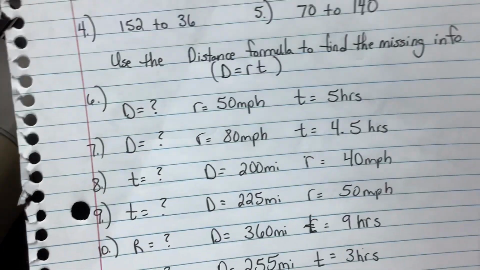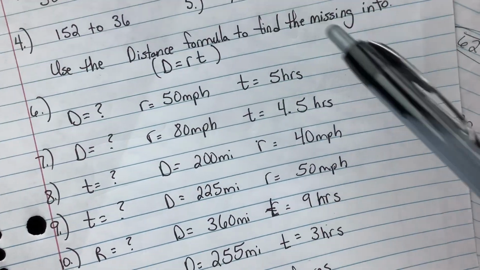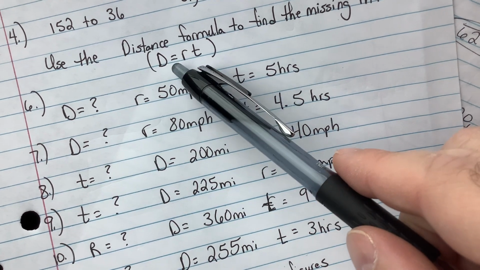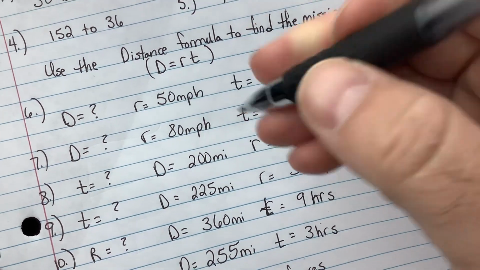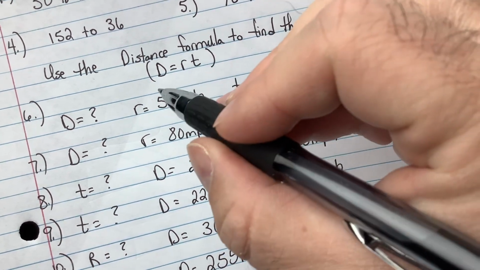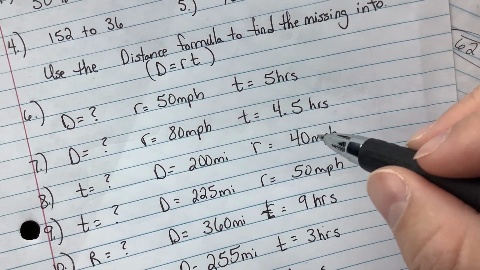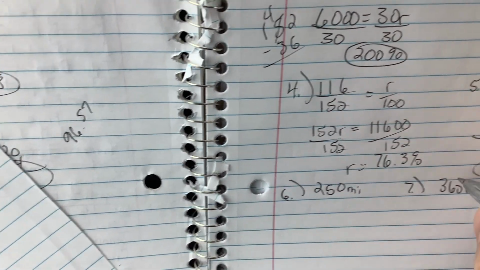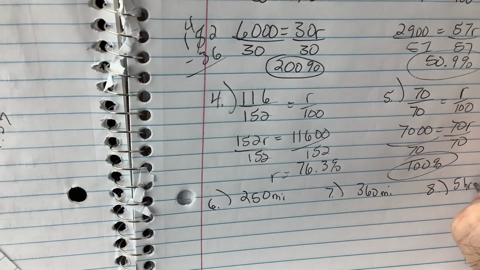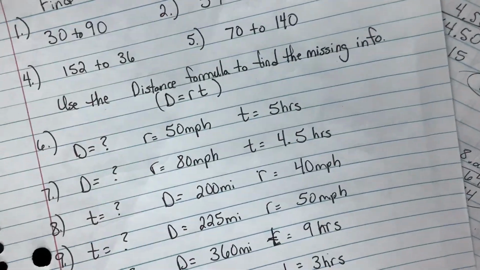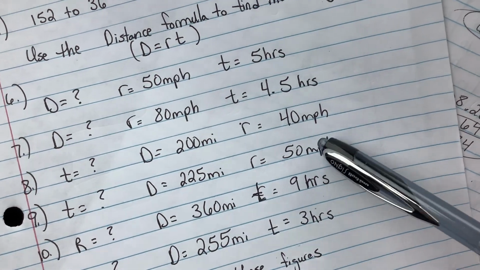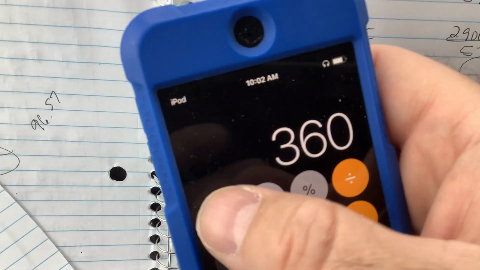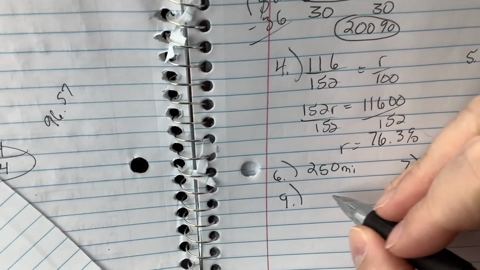Then number 8, you have to find time. So you're not doing just rate times time, you are dividing distance by rate, because you're going to divide by r to get time isolated. So you take distance divided by rate and you will get your time. So 200 divided by 40 is 5, so it's going to take you 5 hours. Number 9 is 225 divided by 50, and you get 4.5 hours.